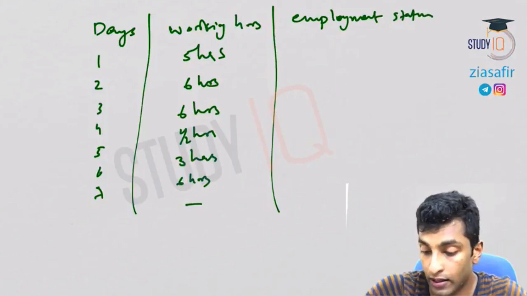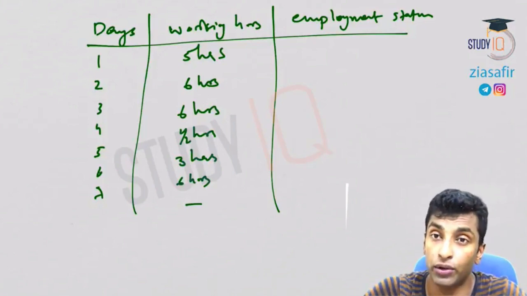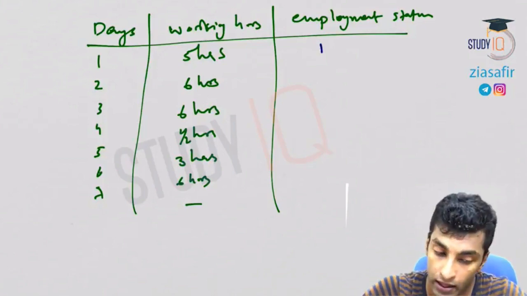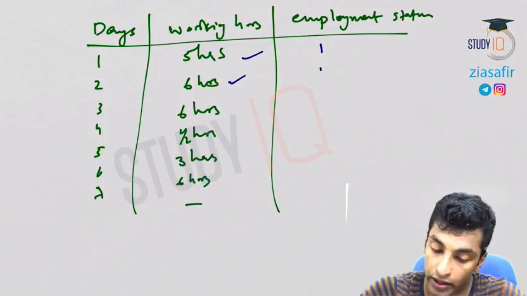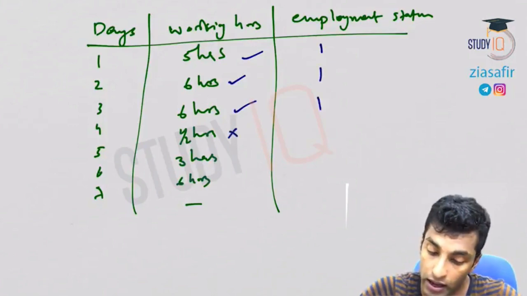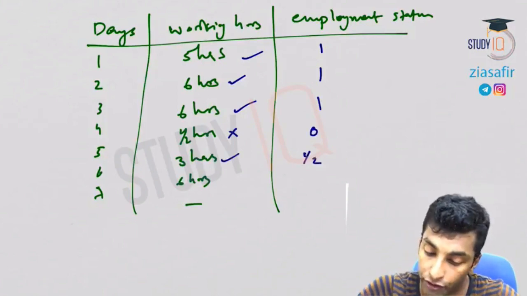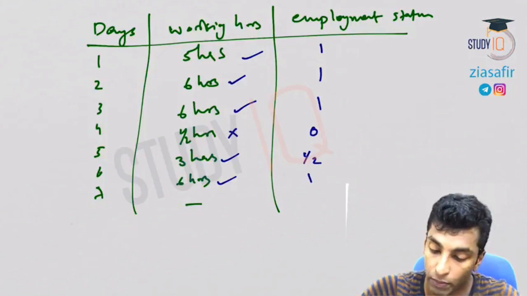Employment status. So as per what we have discussed, more than 4 hours, it is employed. So we'll put 1 there. So 1, because employed, here employed, so 1. Third day also employed, because more than 4 hours, 1. Here not employed, so 0. Now 3 hours, it is half employed, so we will put half. 6 hours employed, so we'll put 1.